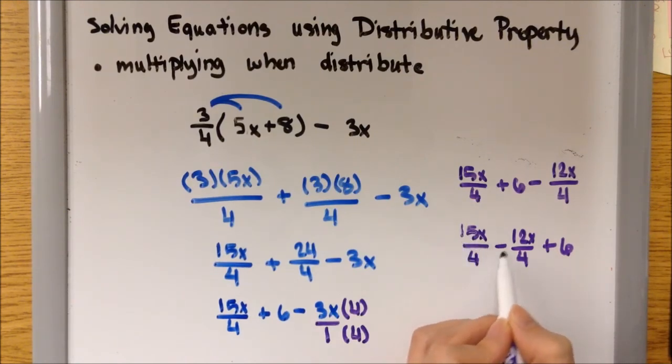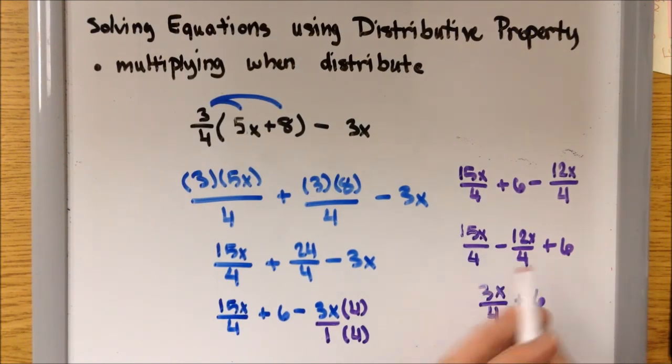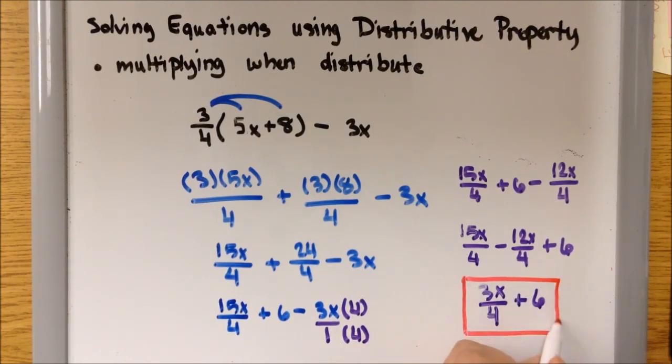So 15x over 4 minus 12x over 4, all we have to do is combine the top. So 15x minus 12x is going to be 3x over 4. And we can't simplify that because there's nothing in common between 3 and 4, so we just leave it like that. And then bring down the plus 6. So there's nothing else we can do in that expression. We can't combine the terms, we can't simplify it. So we just leave it like this. So for the example 3/4 of 5x plus 8 minus 3x, the final answer is 3x over 4 plus 6.